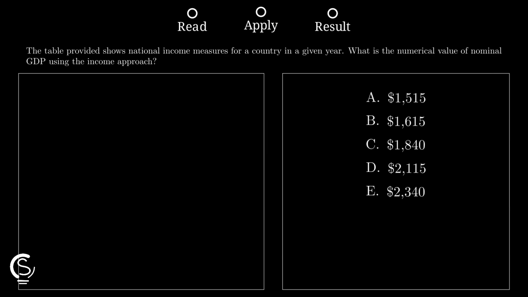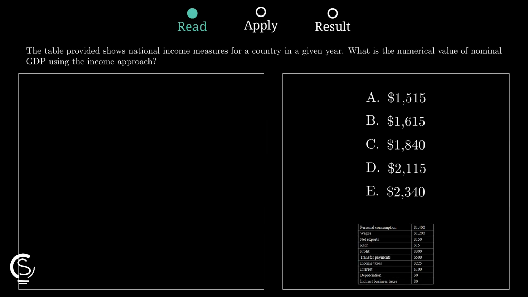First, we sum up all the primary income components, which include wages of $800, interest of $150, rent of $100, and business profits of $400.